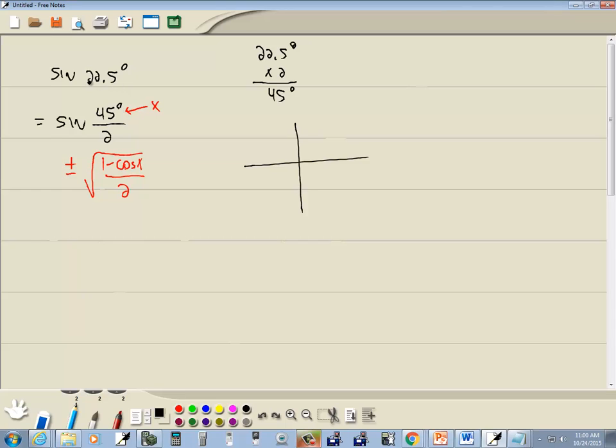X over 2 would be our original angle, the 22.5. So here's 22.5 degrees somewhere in this quadrant. And we're dealing with sine, and sine is your y value, which is positive in that quadrant. So we're going to have the positive version of this. We'll drop the negative. 1 minus cosine, and x we said was 45 degrees, over 2.